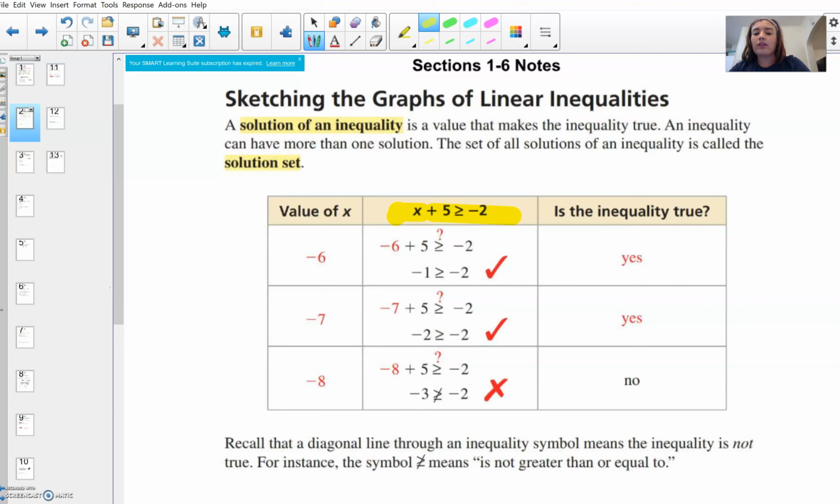They give us different values. So for negative 6, we're going to plug negative 6 in for x. So negative 6 plus 5, is that greater than or equal to negative 2? Negative 6 plus 5 is negative 1. Negative 1 is greater than or equal to negative 2. Now, if that throws you for a loop, you have to remember that if you're looking at a number line, negative 1 is closer to being an actual number. It's closer to 0, so it is bigger than negative 2.